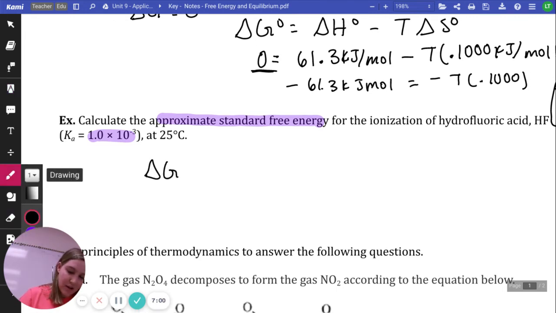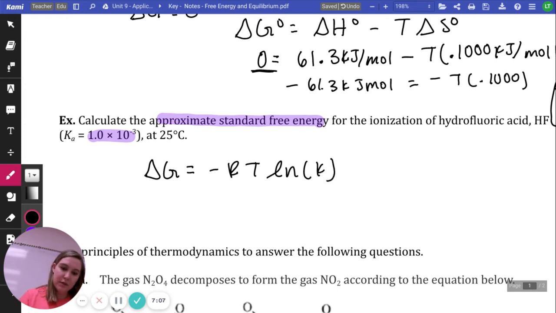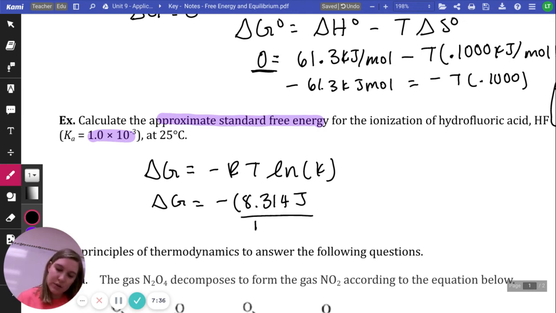Delta G is equal to negative RT times the natural log of our K. And remember, our R value is a constant and it is found on your formula chart. Since we're looking for energy, we want to use the R value that does have joules in it. So we have 8.314. Again, that's just found in the gases, liquids, and solutions portion of the formula chart. And that is in joules over moles times Kelvin.